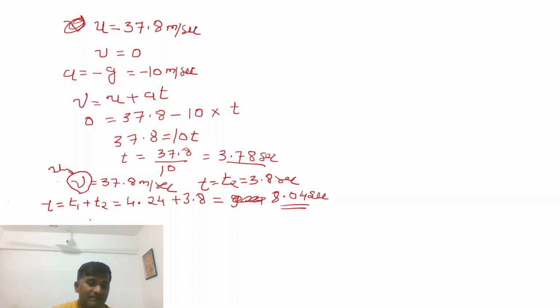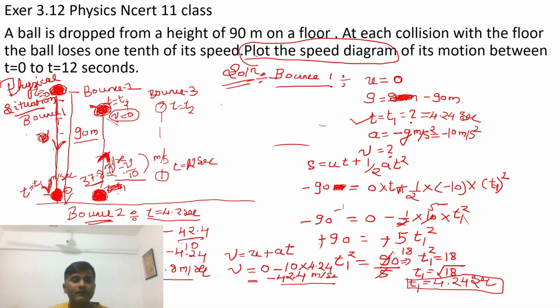Now the time span that we have been given is t is equal to 0 to t is equal to 12 second. That means we have to take bounce 3 also. From t is equal to t2 is equal to how much? This was total 3.4 second, right? Now from here to here, what will be the velocity here? Initial velocity. Now here velocity is 0.